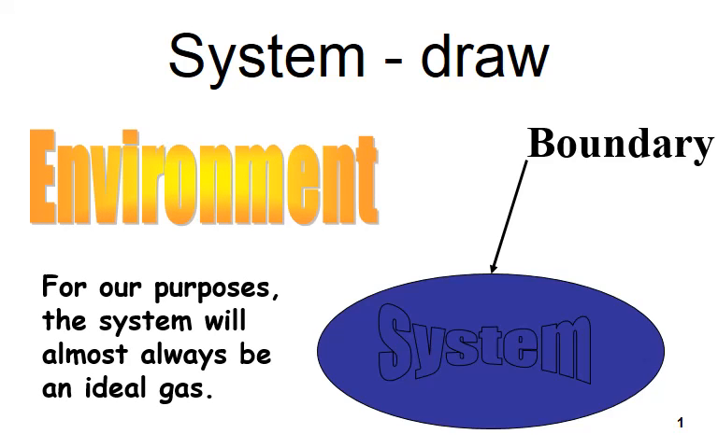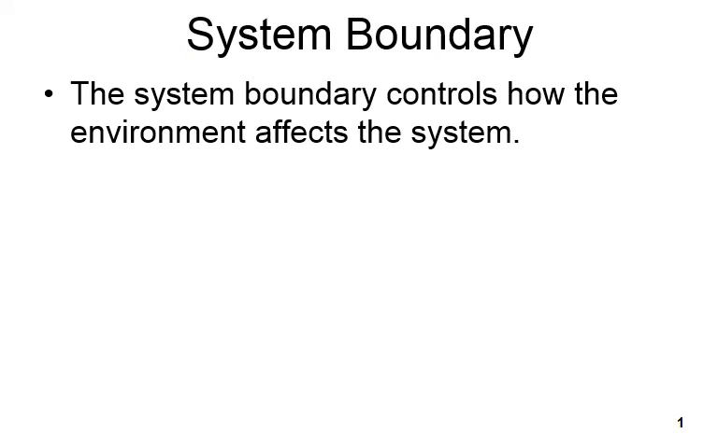And so for our system, we're going to be dealing again with ideal gases like the last unit, and considering the gas inside is an ideal gas. The boundary itself controls how the environment affects the system. So if you have an insulating type boundary, the system is going to be insulated inside and not affected as much. But if you have a very conductive boundary, then the thermal interactivity can be pretty high.